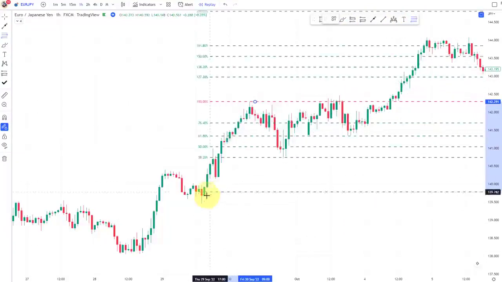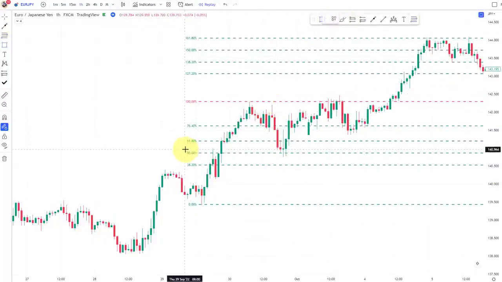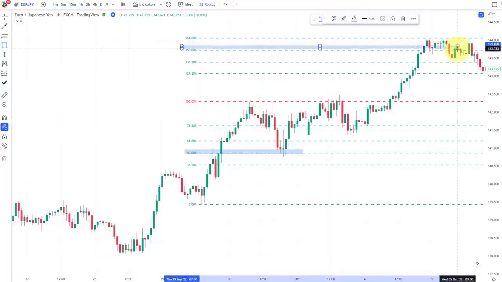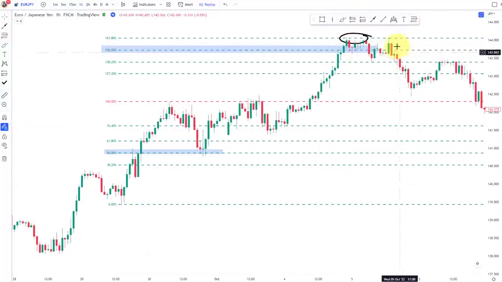We go for the next stage. You can see the next push goes from here to here. Retracement goes to 50. And then in this case, 150. We overshoot it a little bit, go to 161. And then the market rolls over.